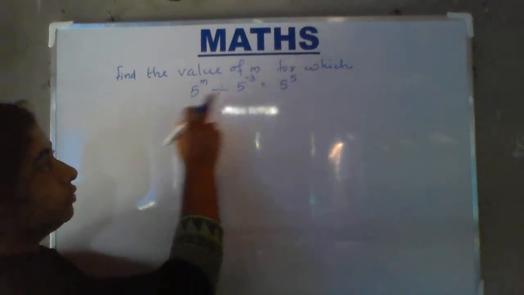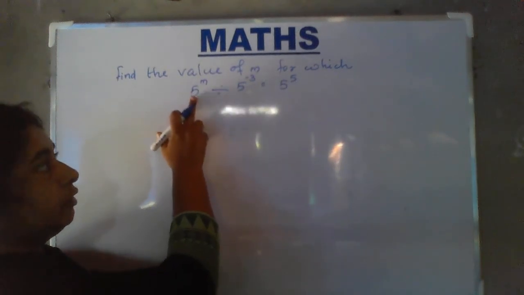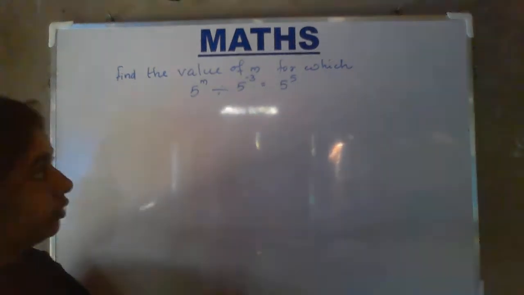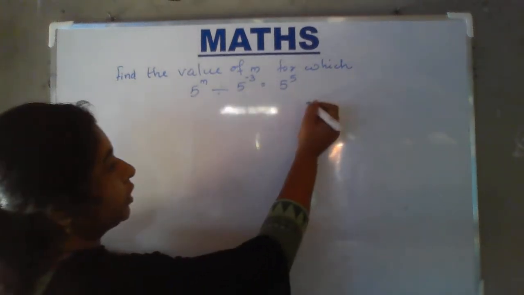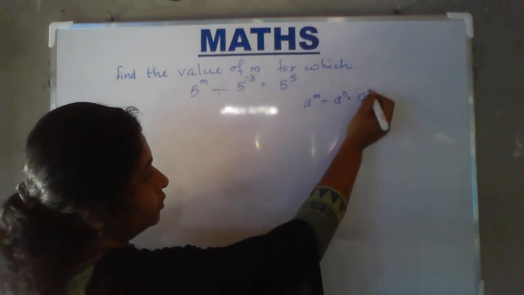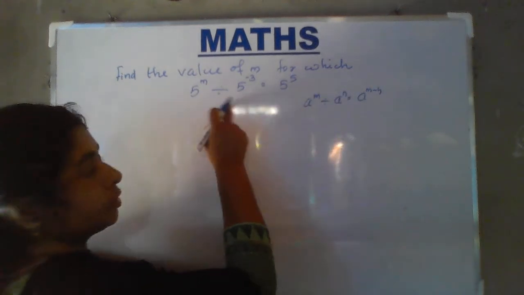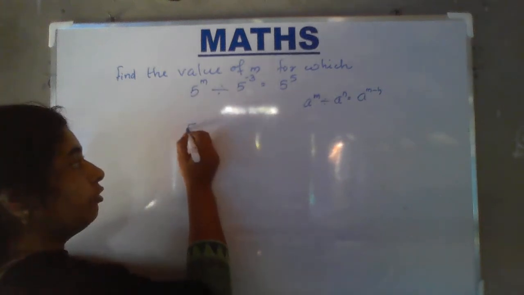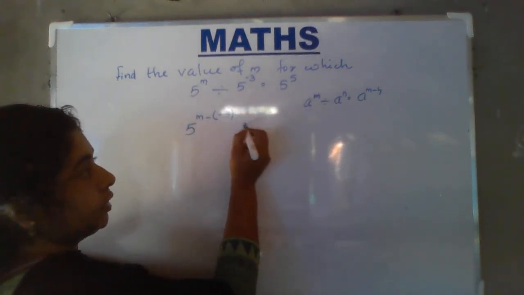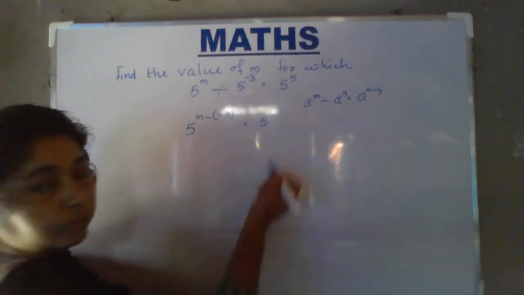Now this question: find the value of m such that 5 raised to m by 5 raised to minus 3 is equal to 5 raised to 5. We know that this is of the form a raised to m by a raised to n, which is a raised to m minus n. So 5 raised to m by 5 raised to minus 3 is 5 raised to m minus 3. That is equal to 5 raised to 5.